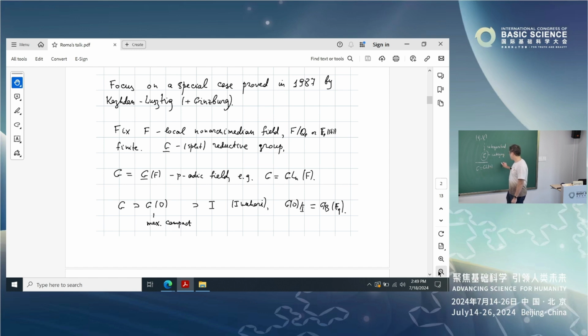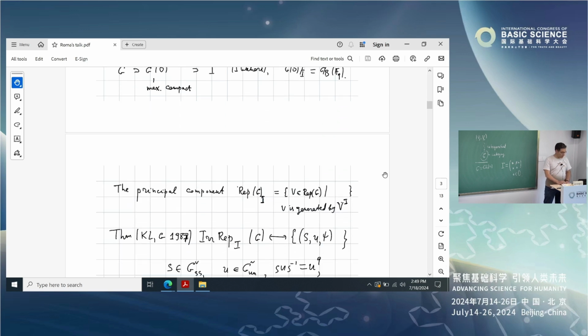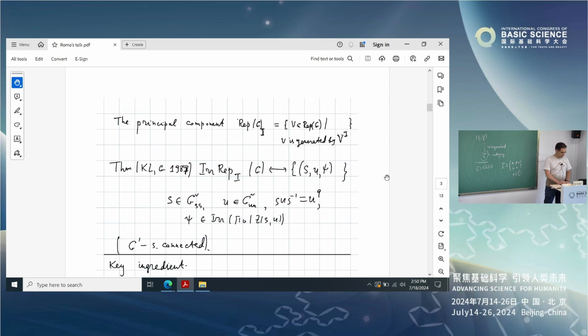For GL_2, I is the group of matrices of this form, where pi is the uniformizer and star is an element in the ring of integers. And then it turns out that this set of representations has a very rich and interesting piece, namely the principal component in the set or category of representations, which consists of those representations generated by the vectors invariant under the Iwahori group. The classification of such representations was obtained, as I said, in 1987.